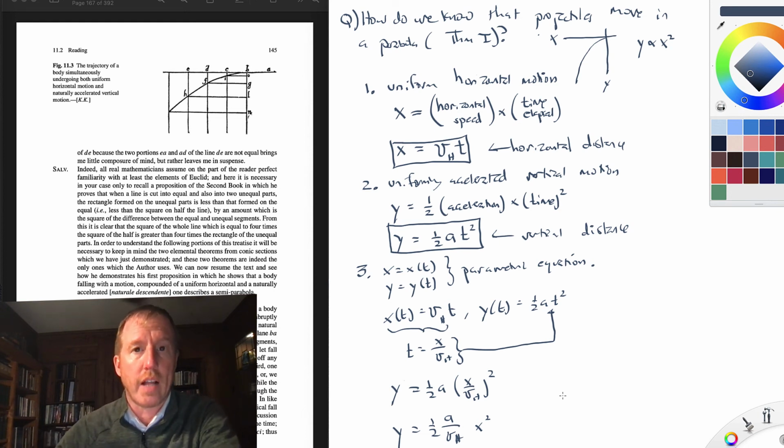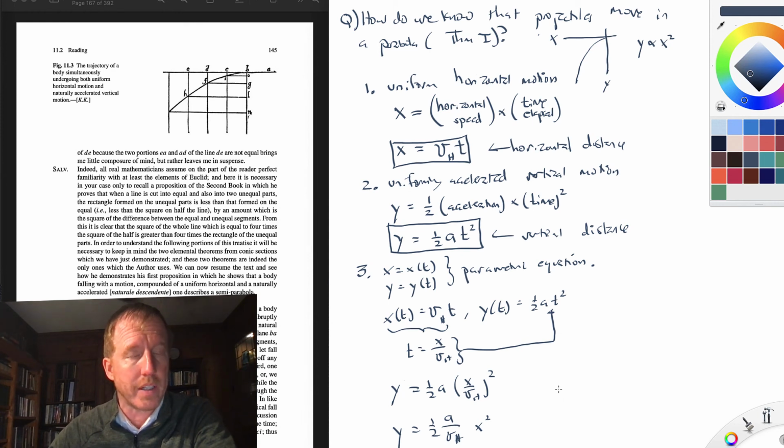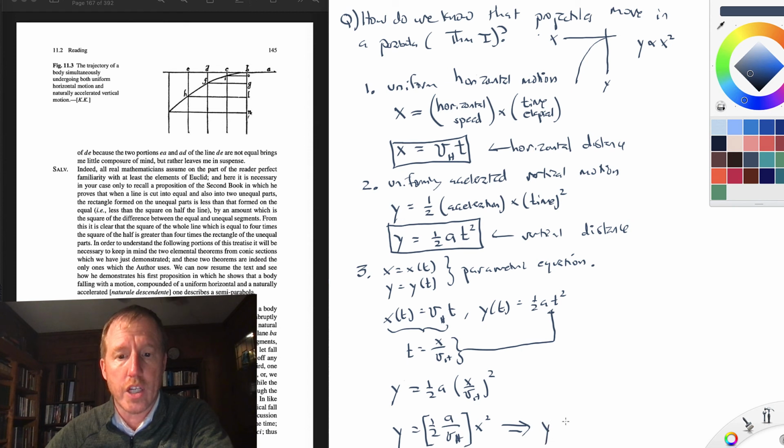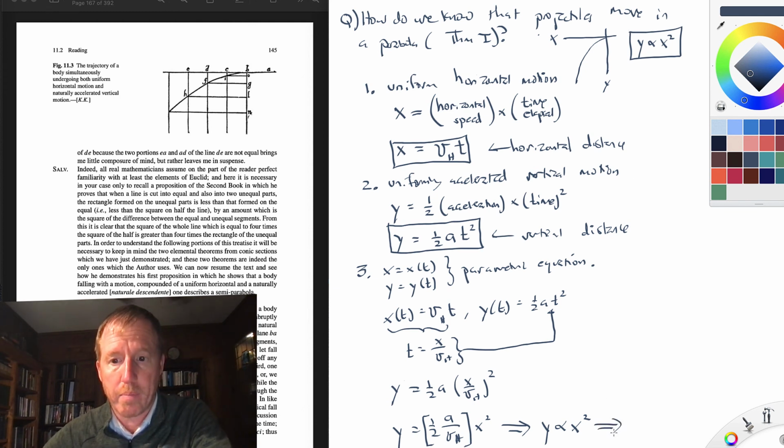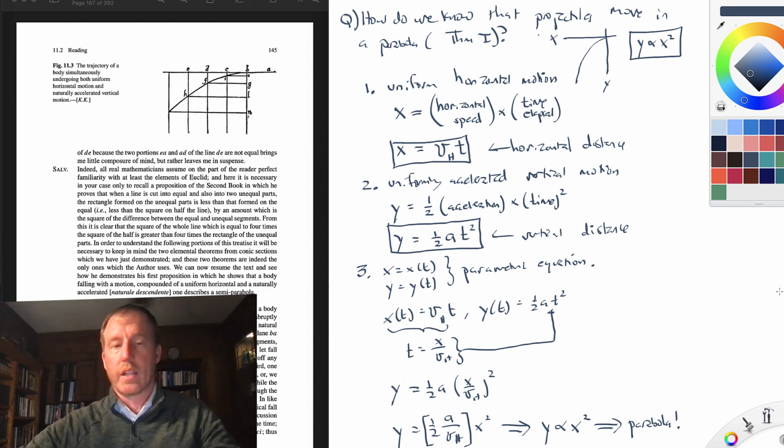Notice here that if the acceleration is constant, which we're assuming, that's uniform vertical acceleration, and if the horizontal velocity is constant, which again we're assuming, the horizontal speed doesn't change, then this whole thing in front is a constant. In other words, the y location is proportional to the square of the x location. Does that ring a bell? It should, because y is proportional to x squared implies that this is a parabolic motion. In other words, it moves in the form of a parabola. And that is the main point that Galileo is making in figure 11.3.